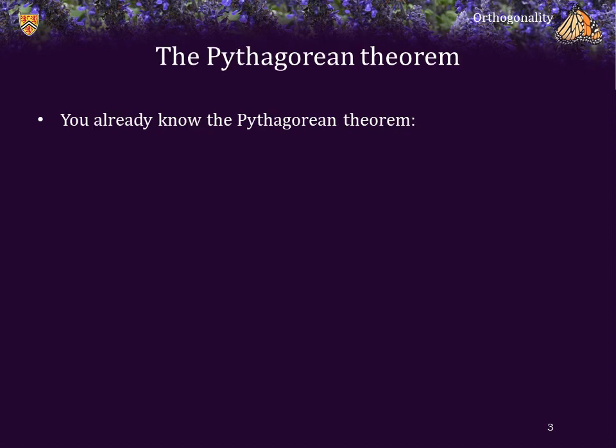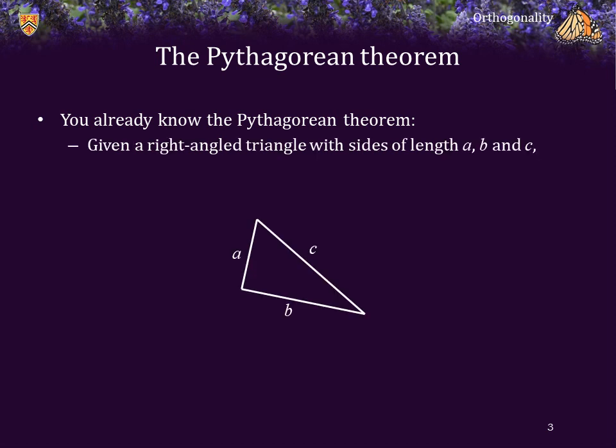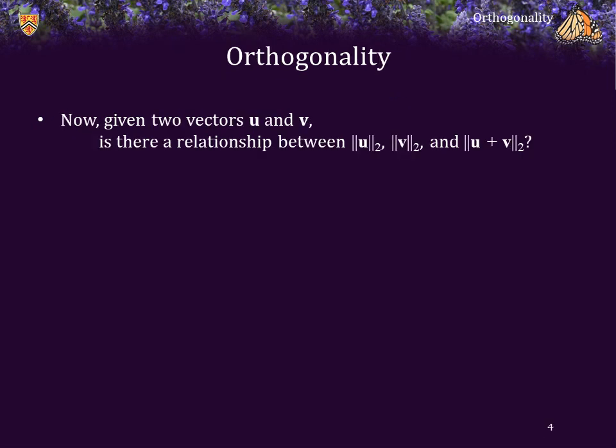Now, you already know the Pythagorean theorem from secondary school. Given a right-angled triangle with sides of length a, b, and c, with c being opposite the right angle, then a squared plus b squared is equal to c squared. Now, given two vectors u and v, is there a relationship between the length of u, the length of v, and the length of the sum of these two vectors?